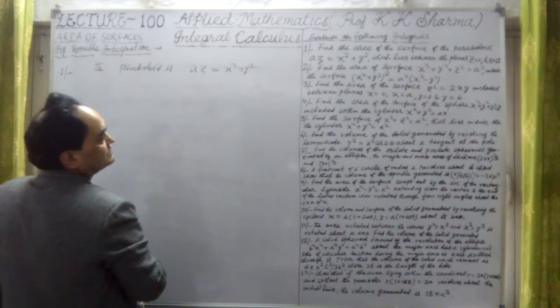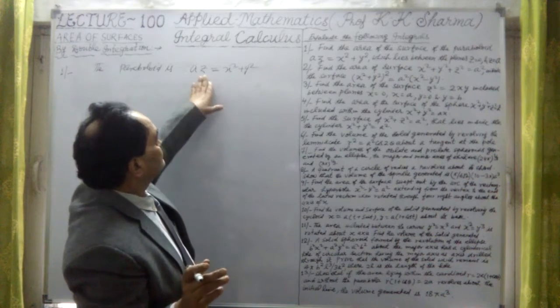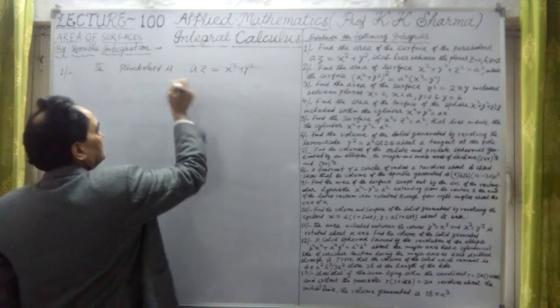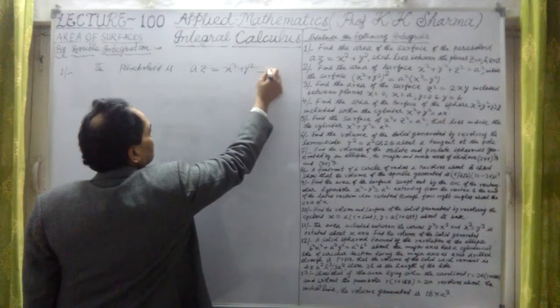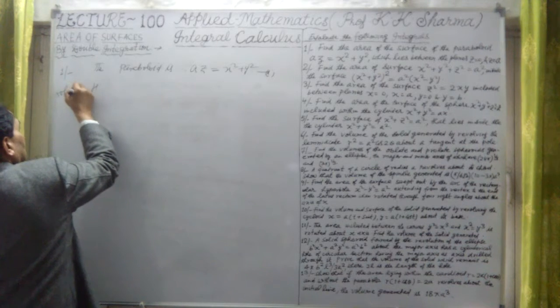Now in the planes z equal to 0 and z equal to a, we will substitute here and then find the value of x. So here let me differentiate. This is the first equation. Solution: now let me find out.